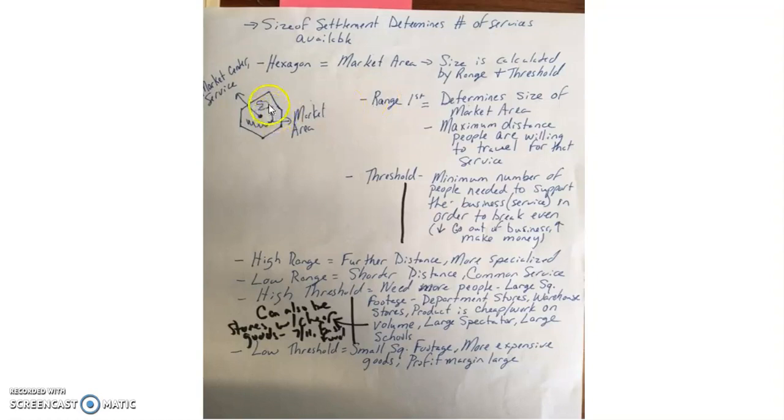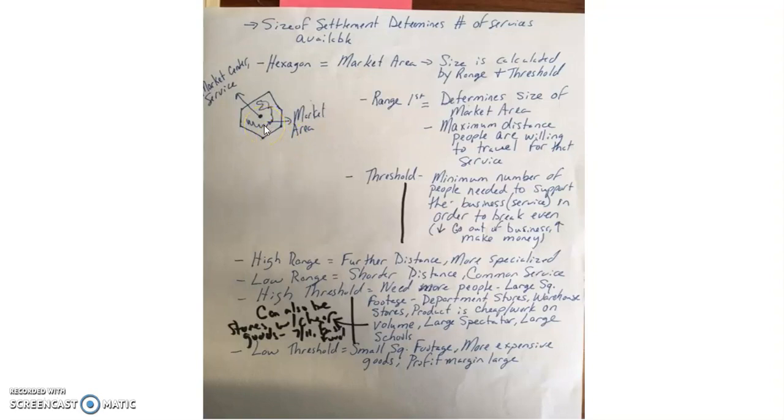And this is the maximum distance people are willing to travel for that service. So let's say this is the Tijuana Flats on Aloma. This hexagon would be the maximum distance a person would be willing to travel for that Tijuana Flats. If you get outside of your hexagon, that means it's too far away. It's just not worth it to them to travel that great distance.